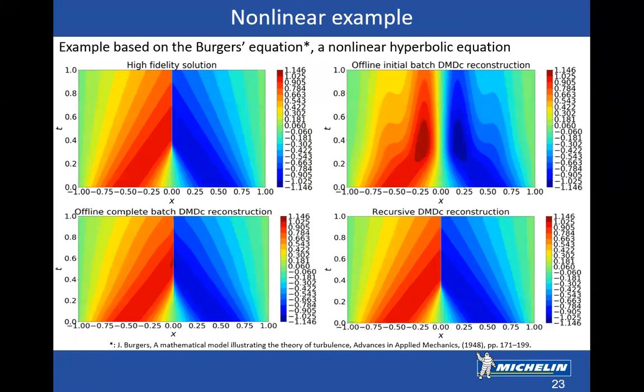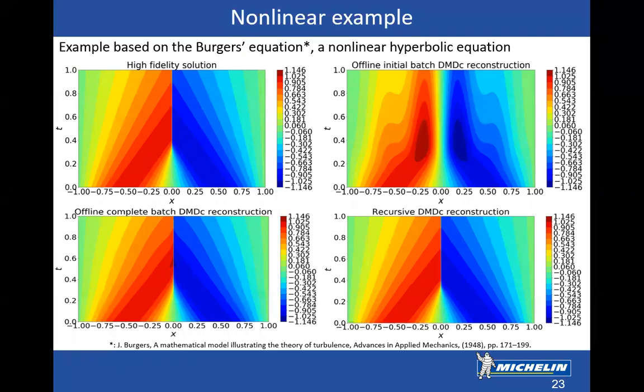Testing them on the same Burgers' equation. We started with the high fidelity solution. If we tested the offline initial batch, which was until 0.18, it gives us a completely different one. The same for the offline complete batch DMDC reconstruction. It's almost the same, but we have some errors. Meanwhile, when testing with the recursive DMDC reconstruction, it is almost the same as the high fidelity solution.